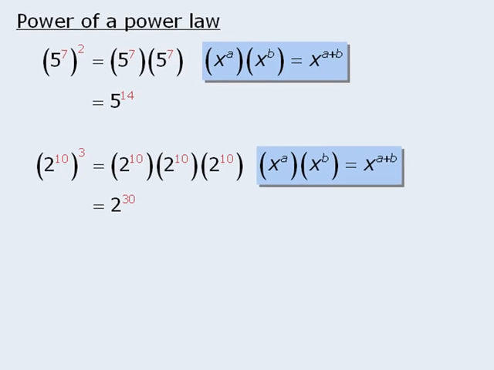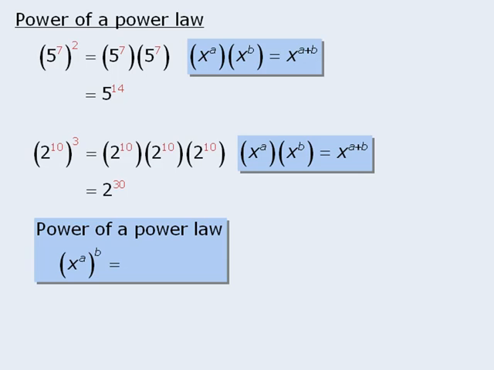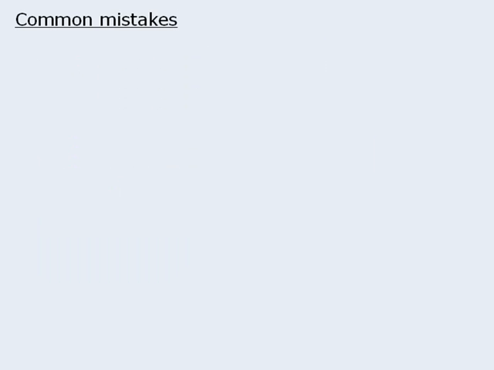To generalize these results, we can say that x to the power of a all to the power of b will be equal to x to the power of a times b. In other words, if a power is raised to another power, we can keep the base the same and multiply the two exponents. Now, before we conclude this lesson, let's first examine some common mistakes that students sometimes make. In doing so, we can avoid making these same mistakes ourselves.